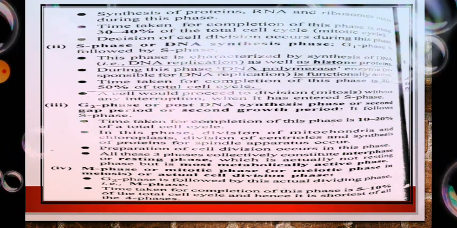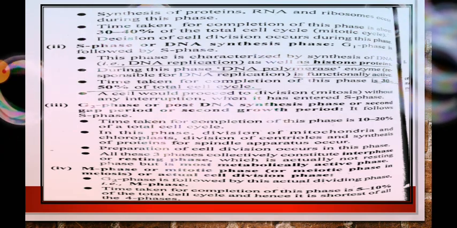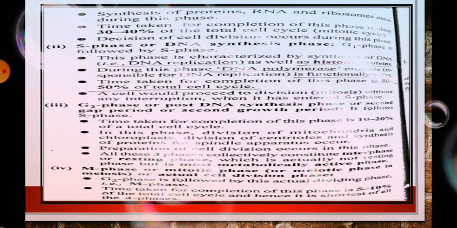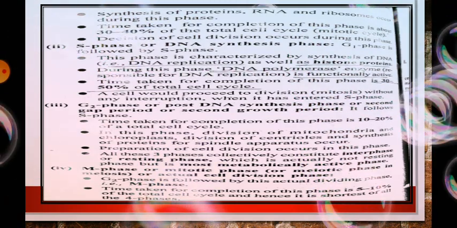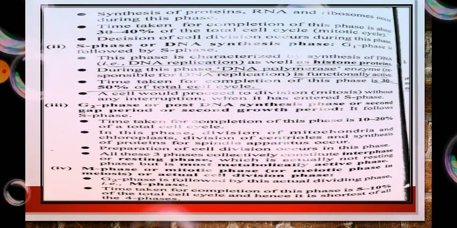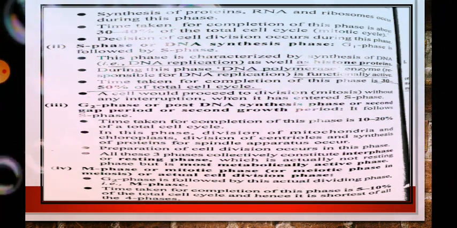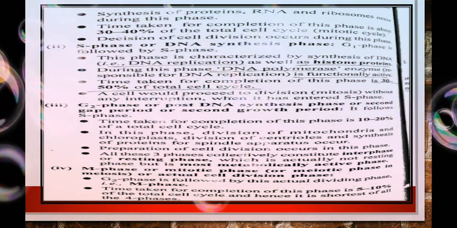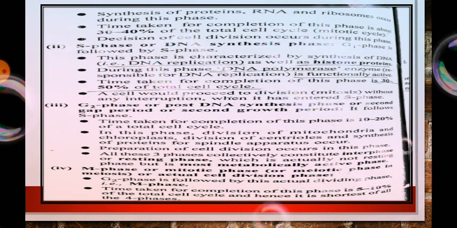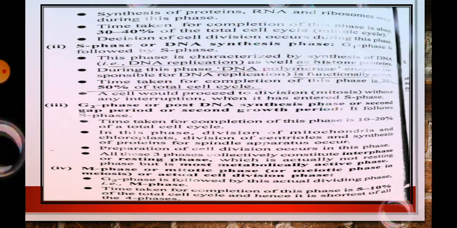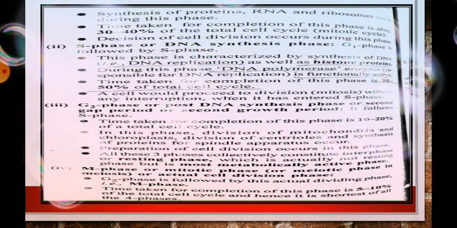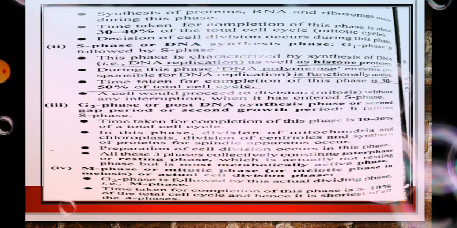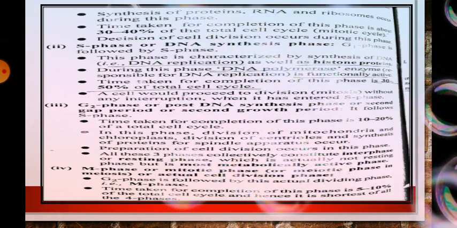It requires 12 hours for completion of its cycle. In this phase, division of the mitochondria and the chloroplast, division of the centrioles, and the synthesis of the proteins for the spindle apparatus occur. So these are some functions of the G2 phase: spindle fiber formation, division of centrioles, synthesis of some proteins, and some mitochondria and chloroplast divide in this phase. So preparation for cell division occurs. After the completion of the G2 phase, the cell checks whether all the things are okay or not.